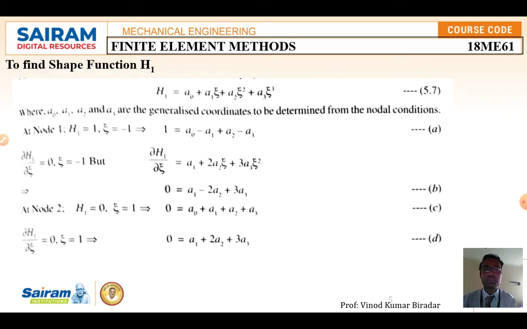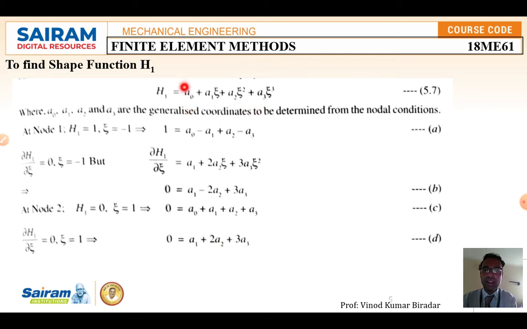Okay, so now how to find the shape function. In all the 4 elements, that is h1, h2, h3, h4, the same procedure is used. If you know how to calculate one shape function, you can understand h2, h3, h4. So to find the shape function h1, assume a polynomial function: h1 is equal to a0 plus a1 zeta plus a2 zeta square plus a3 zeta cube. Give it equation number 1.